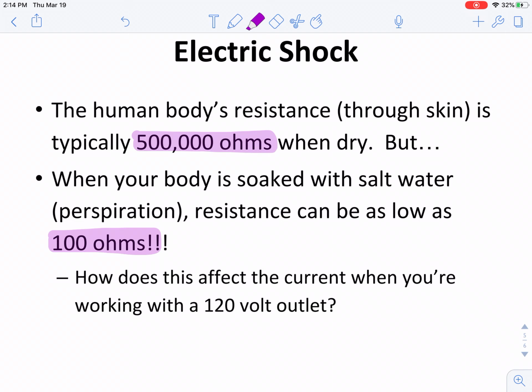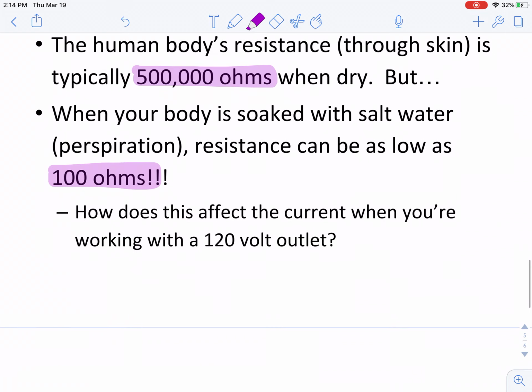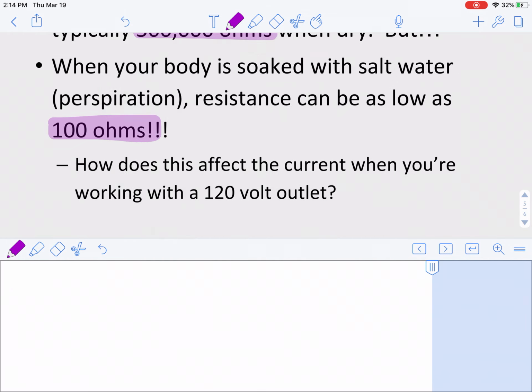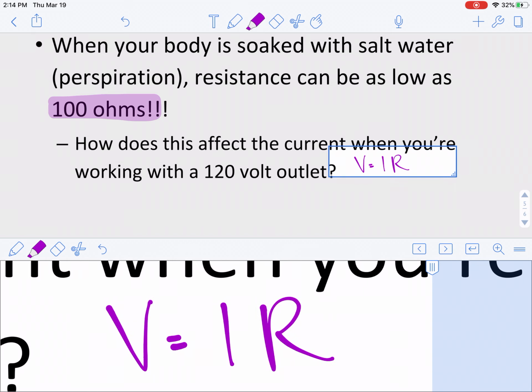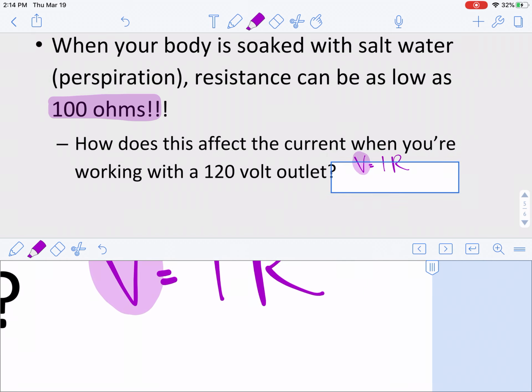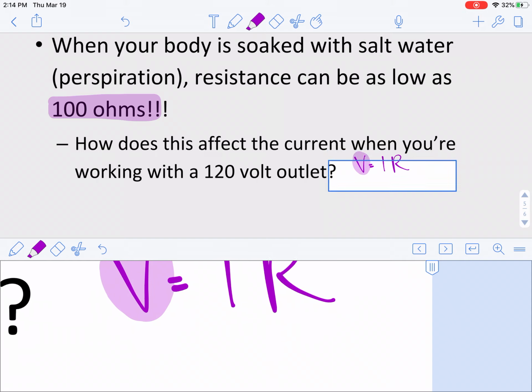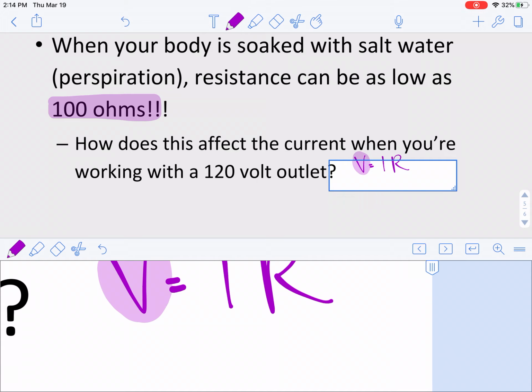Now, how does this affect the current when you're working with a 120 volt outlet? So remember, V is equal to IR. And if V remains the same, right, this is a 120 volt outlet. We're not changing the amount of power supply. If your body has sweat on it, right, that decreases the resistance. So I'm going to put a down arrow for resistance right here. What that means is you've now made it easier for those electrons to travel through your skin. Current will go up, and that's when you feel that electric shock.